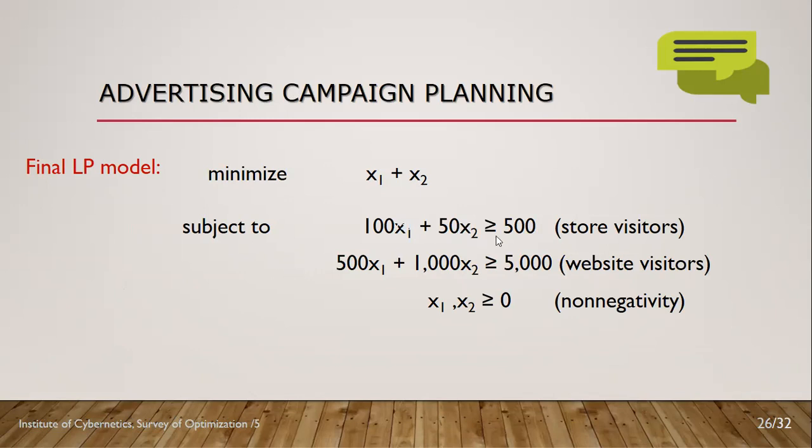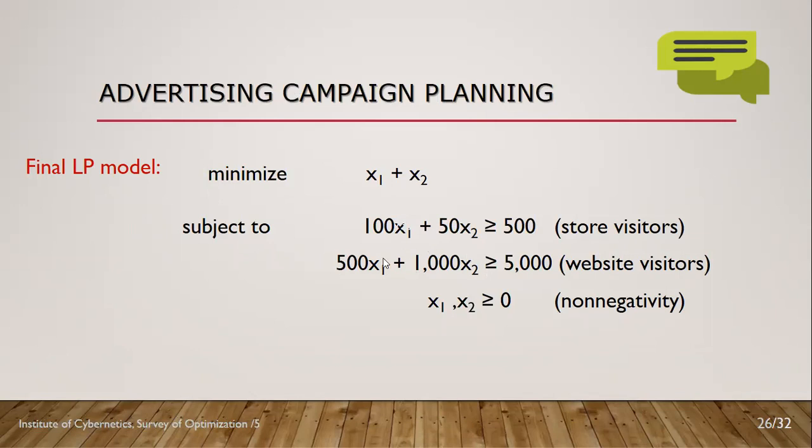If we look at the store visitors that the advertising campaign attracts, every $1,000 invested in the magazine advertising brings, here's the contribution, 100 new customers. So this is the coefficient at x sub 1 to the store. And every $1,000 invested in online advertising brings 50 new customers to the store. So this is the coefficient of x sub 2.